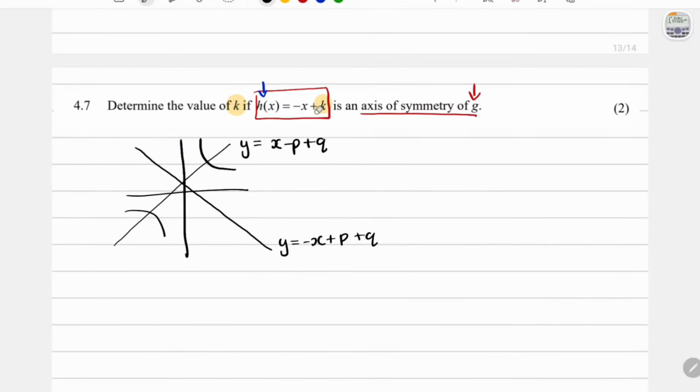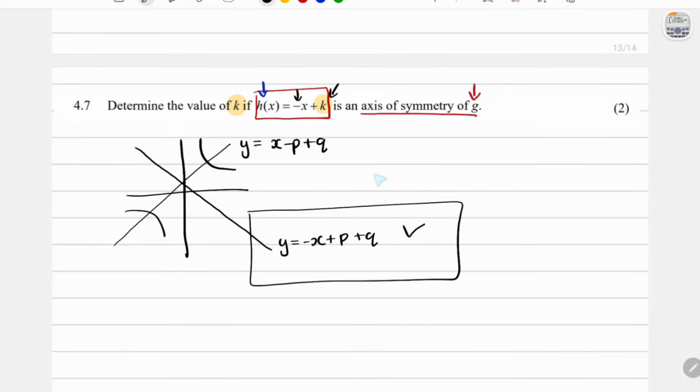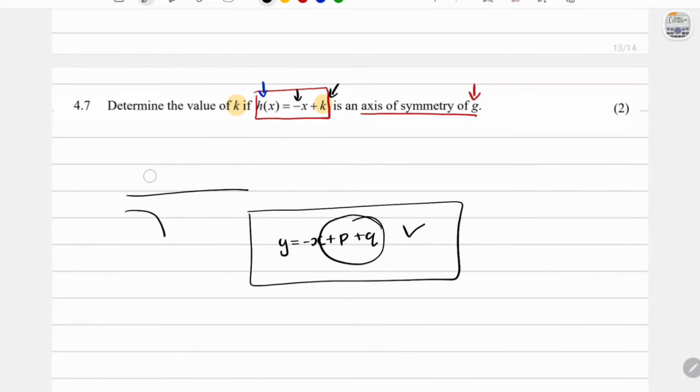They said determine the value of k, if h of x is equal to -x plus k is the axis of symmetry of G. So if this is the axis of symmetry of G, which one is it exactly? Is it this one with the positive gradient or the one with the negative gradient? It would be the one with the negative gradient, because you see that you have a negative x over there. So they're really just saying find this equation and then tell us exactly what k is. K is just everything without the x. So that plus p plus q. That's really what all that is.